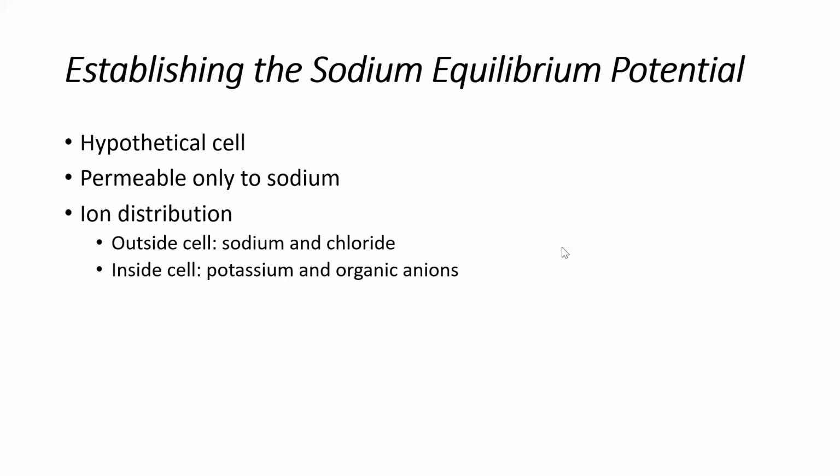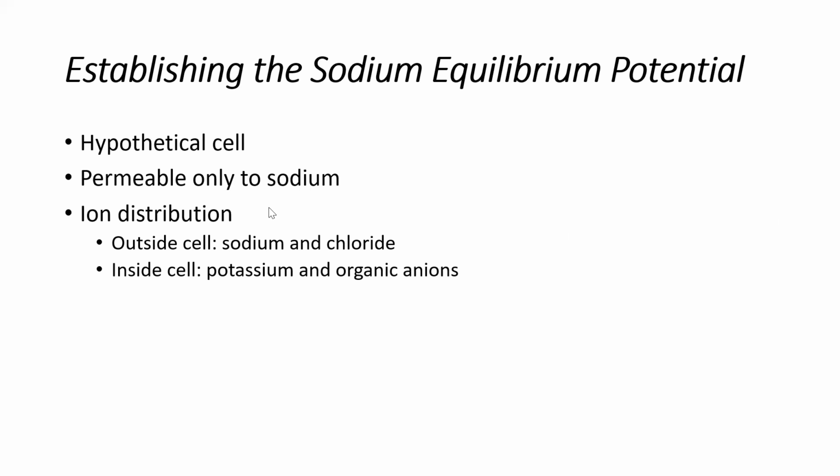So that's our first hypothetical cell, right? We've got movement of potassium out according to the chemical force, movement of potassium in according to the electrical force. Potassium eventually gets to equilibrium where there's no net movement, and that is at -94, right? That's how we get to potassium's equilibrium potential of -94.